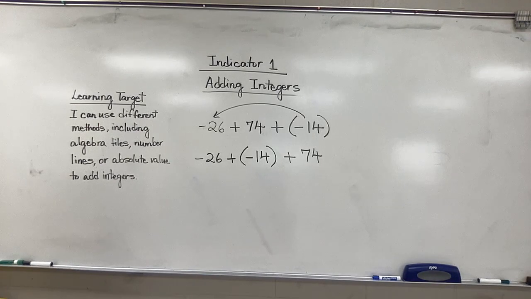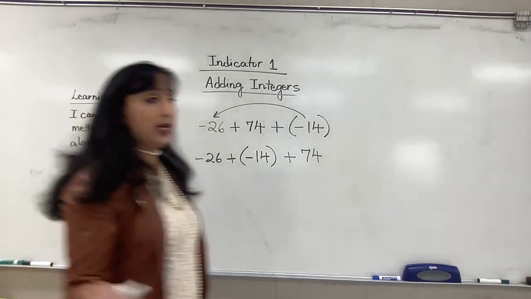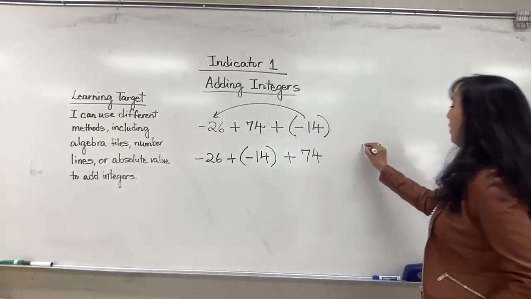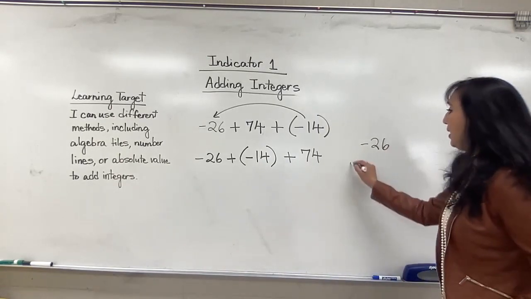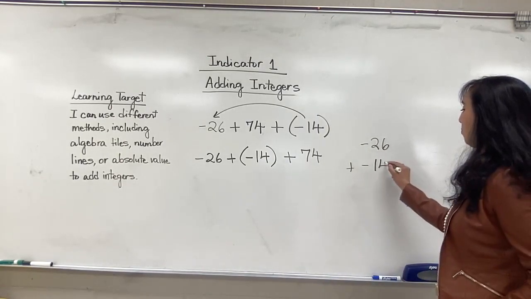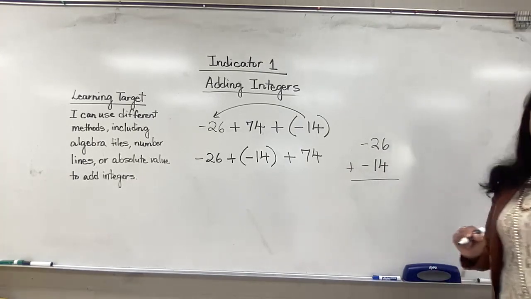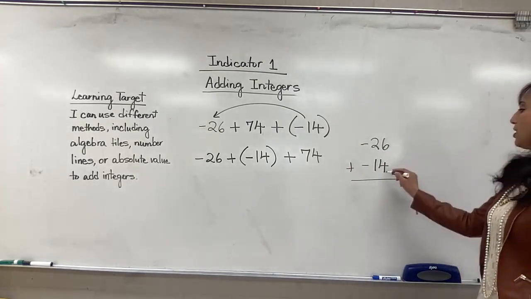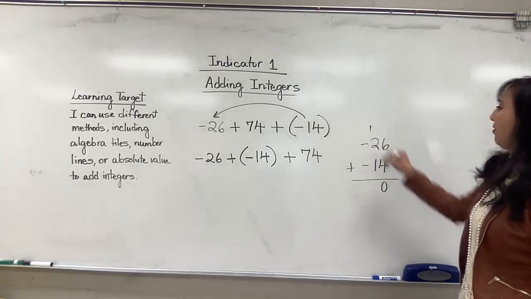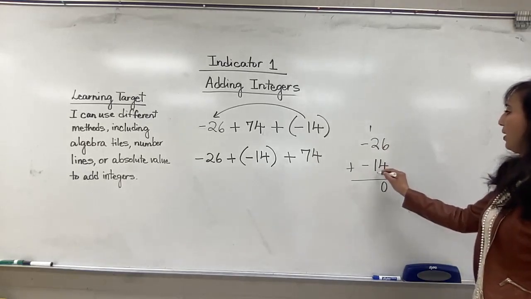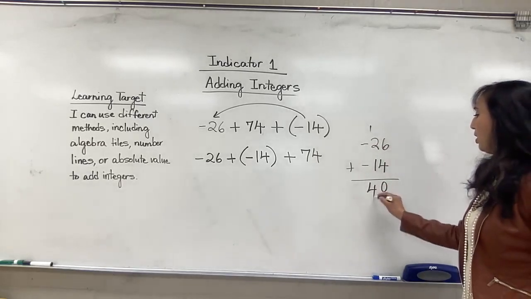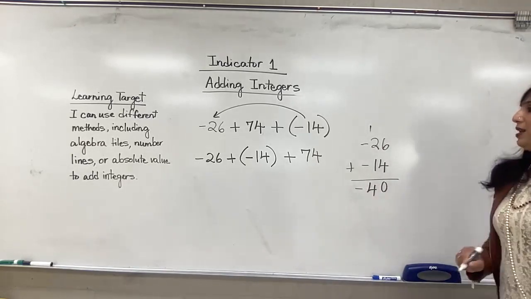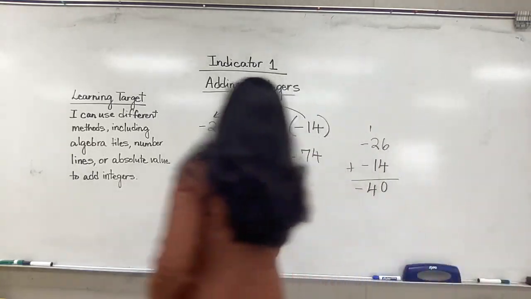All right, and so if I look at this, I have negative 26 over here and I have negative 14. Because they are the same sign, 6 plus 4 is 10, carry over 1. 2 plus 1 is 3, plus 1, 4. So this is going to be negative 40.